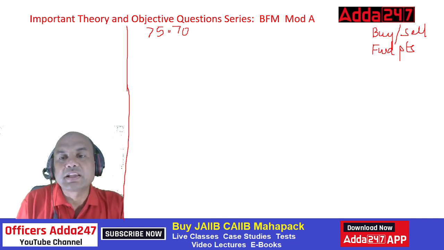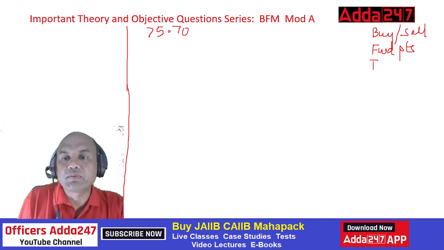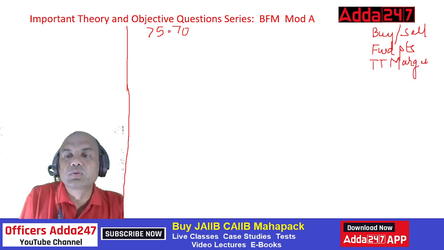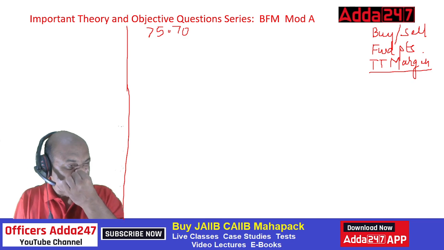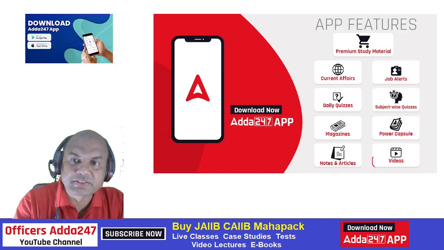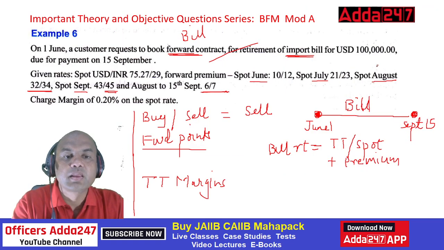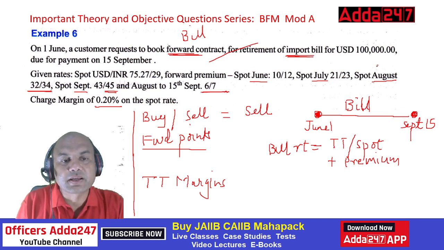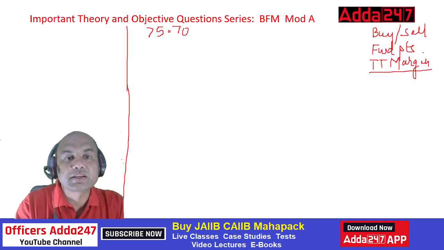75.70. Now the last part remaining is the TT margin. Now I'll use the TT margin. What is the rule for the TT margin? Okay. Now let me ask you, what is the TT margin given over here? In the question it's given as: use the margin of 0.2%. This is the margin required. So now I'll be using the margin of 0.2%.